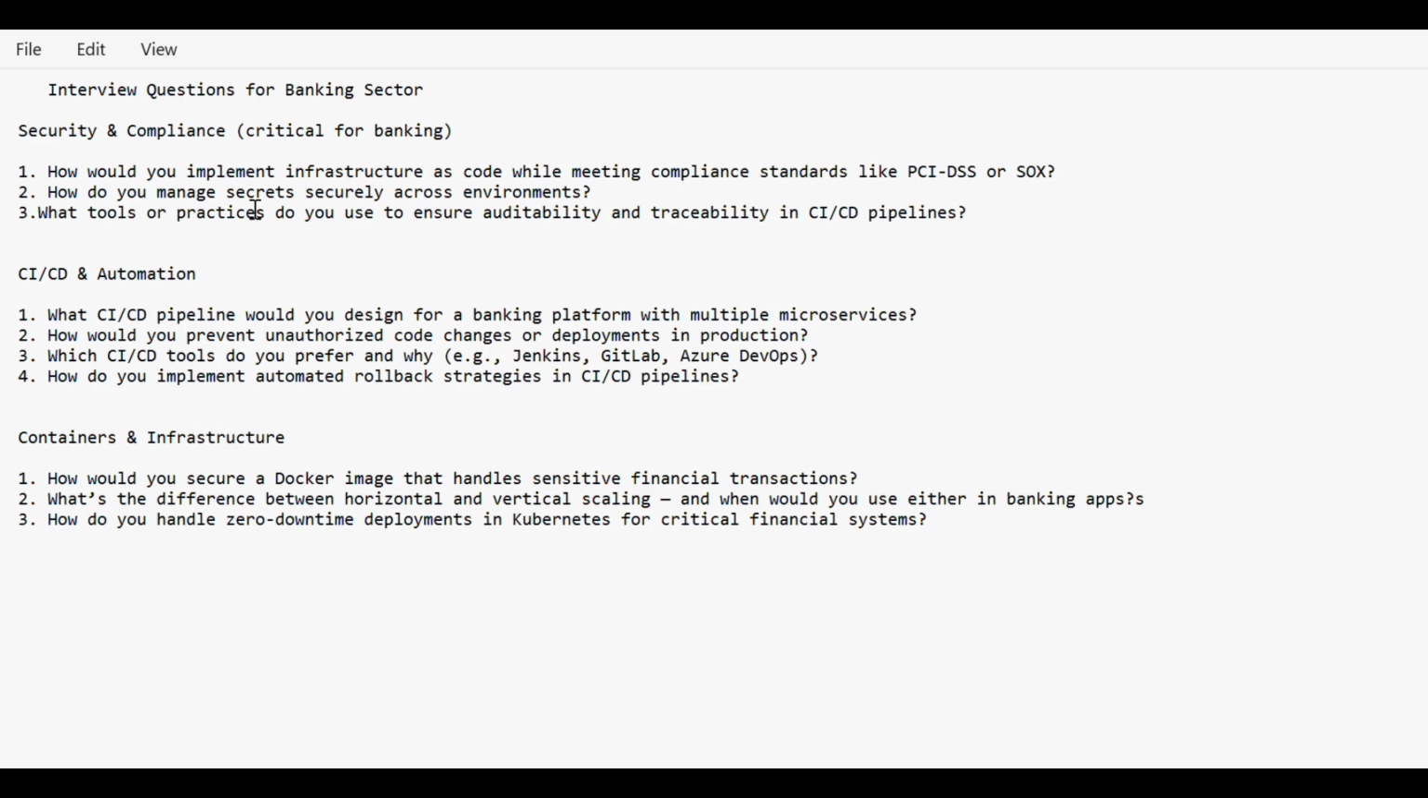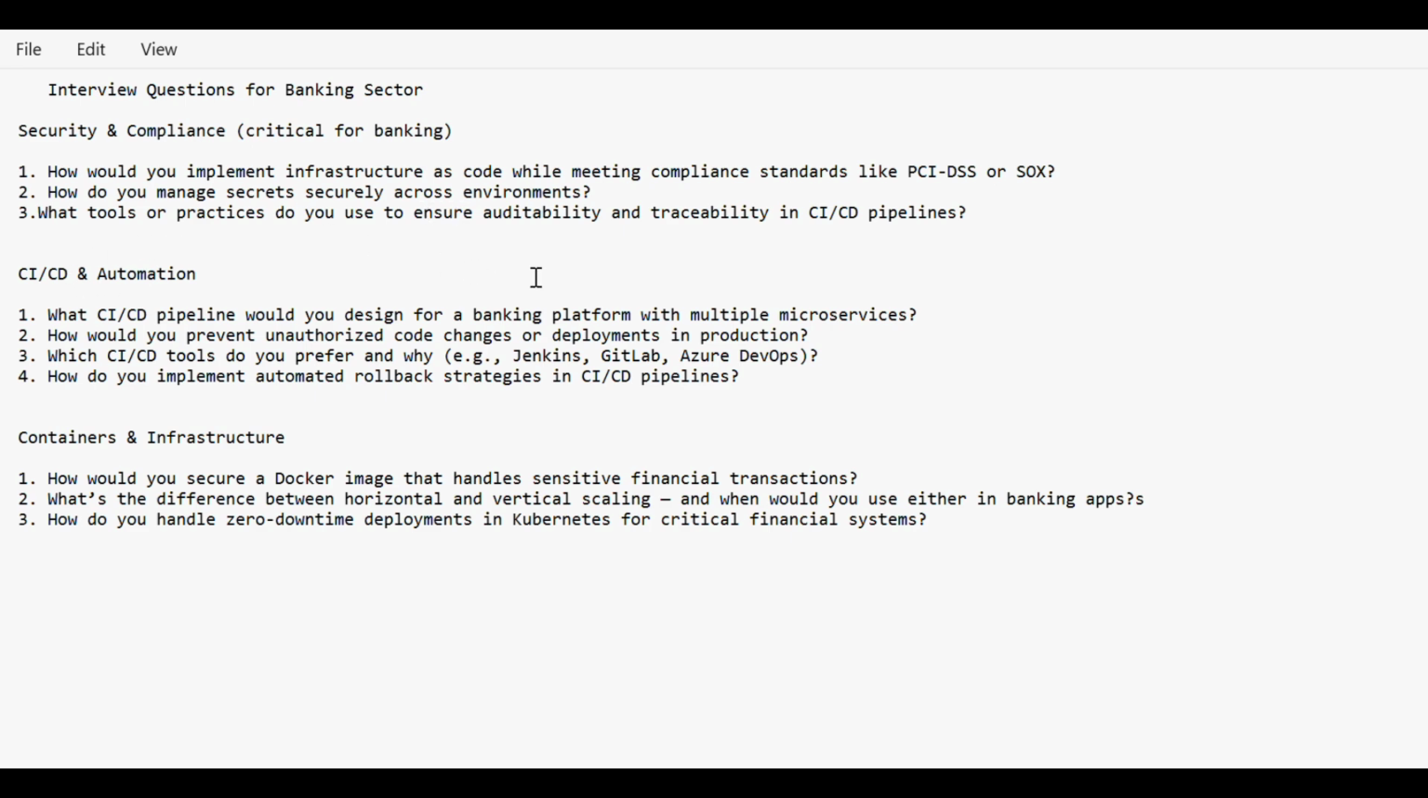Next is, how do you manage secrets securely across environments? Where will you keep them? That is very simple: we have vaults, cloud-provided vaults, secret managers, and HashiCorp Vault, with which we can secure them. Or we can even do it in GitHub, keeping the sensitive credentials in gitignore and other methods, so you need to explain that.